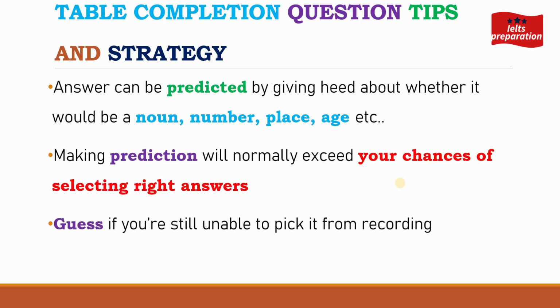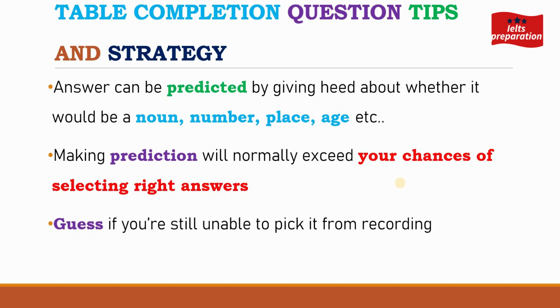Answers can be predicted by paying attention to whether it is a noun, number, place, age, etc. In the prediction, you have to analyze whether your answer would be a noun, number, place, age, time, etc. You do this by listening to the recording and by reading the text in the table. Making predictions will greatly increase your chances of selecting the right answers.